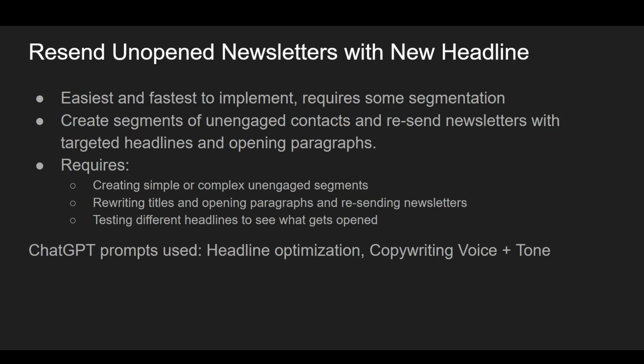And finally, we have method 3, resending unopened newsletters with new headlines and opening phrases. So generally, when an email is in someone's inbox, they can see the headline and they can see a little bit of text along with the headline. That's called the preview text. And with most email marketing software, you can have different preview text than the actual content of the email.